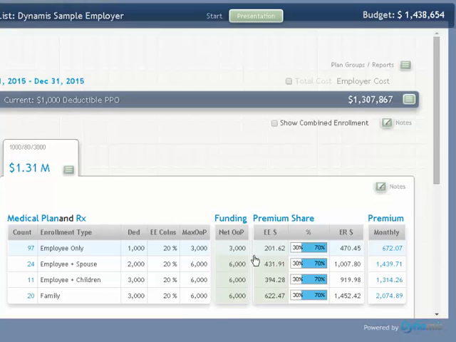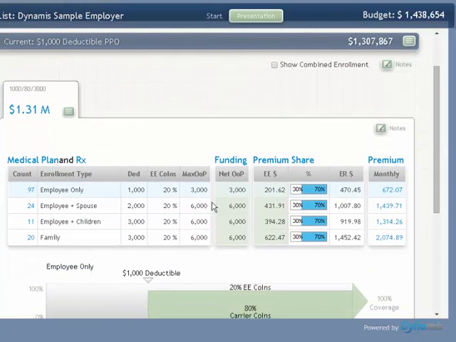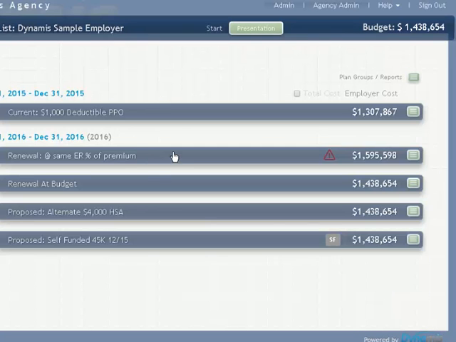The first column is going to represent one way they're financially impacted. That's what they potentially have in out-of-pocket costs and claims. And right next to it, we're going to be able to see the other way they're impacted, which is how much they pay for that coverage. So in our current $1,000 80/20 to 3,000 plan, singles are paying $201.62, families are paying $622.47. If we close current, we're going to look at renewal.